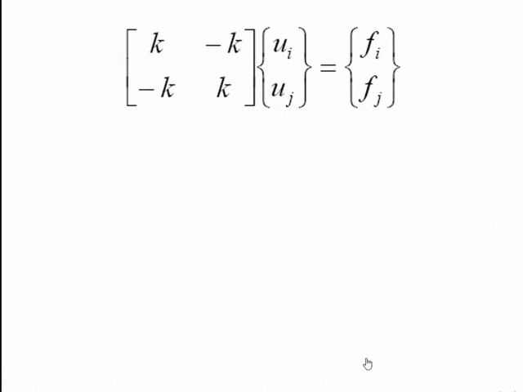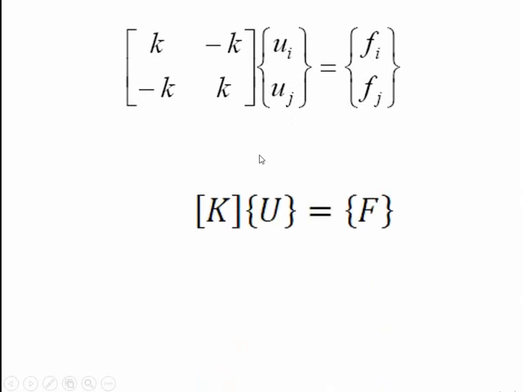It is the same thing as the thermal problem. Your equation for the spring is Fi is equal to K Ui minus K Uj, Fj is equal to minus K Ui plus K Uj, or in short we can write F is equal to K into U, or K into U is equal to F. This is the finite element equation for the spring. By using this equation we can solve spring problems, that is, assembled spring analysis we can do by using this finite element equation.